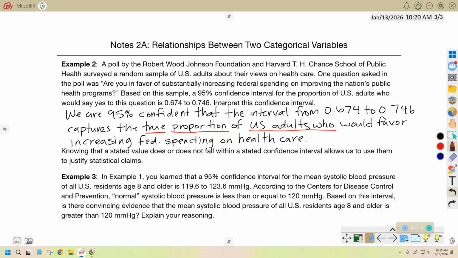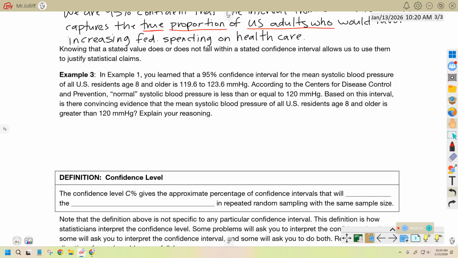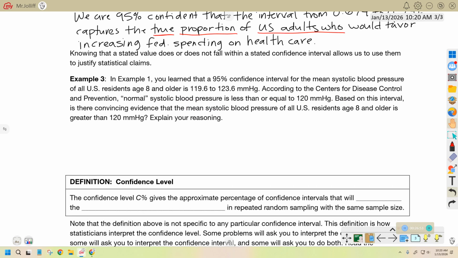So, knowing that interval also allows us to make conclusions or justify statistical claims. Because if I know what a range of plausible values is, I can tell whether a value somebody else gave me is plausible or not. So our next example, we're going to do that. And you'll notice we're back to that systolic blood pressure example.